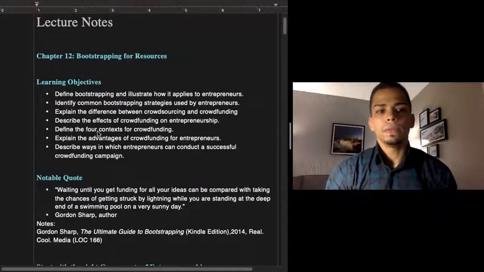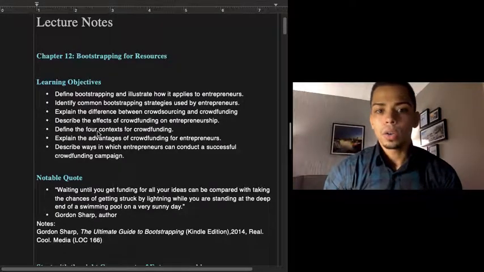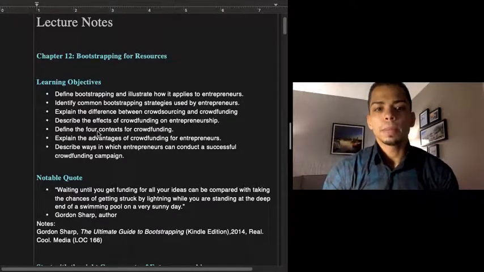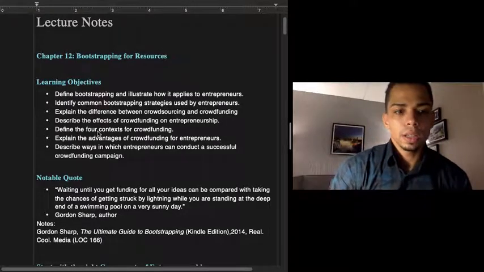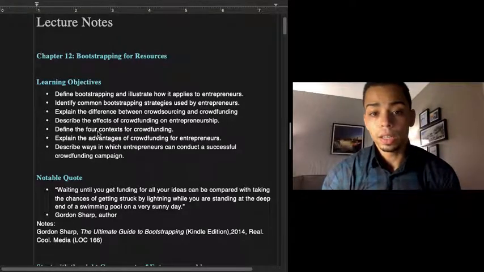We're going to define the four contexts for using crowdfunding, when crowdfunding could be used, and explain the advantages of crowdfunding for entrepreneurs. We're going to describe the different ways in which entrepreneurs can conduct a successful crowdfunding campaign.